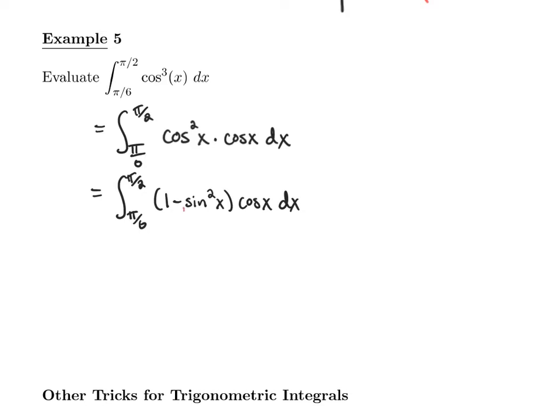Now the u on this is a little bit trickier. We're going to just let the u be sine of x, because then the du is cosine x dx.